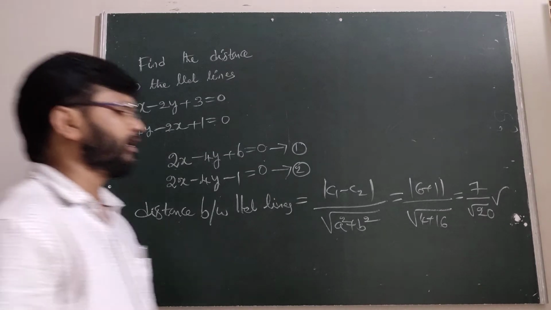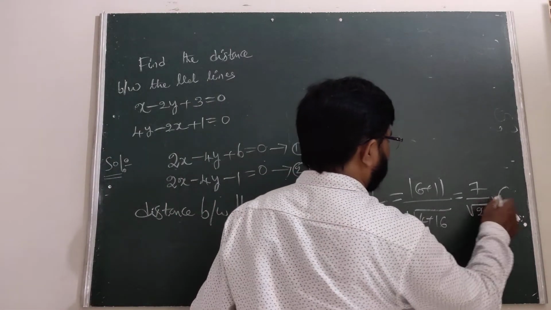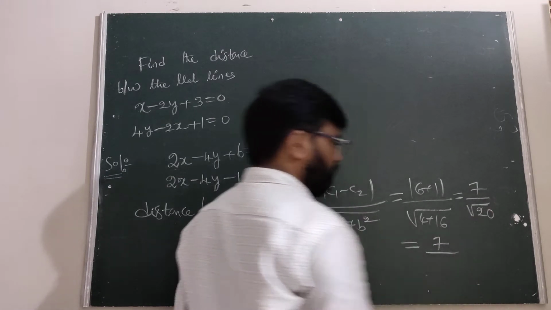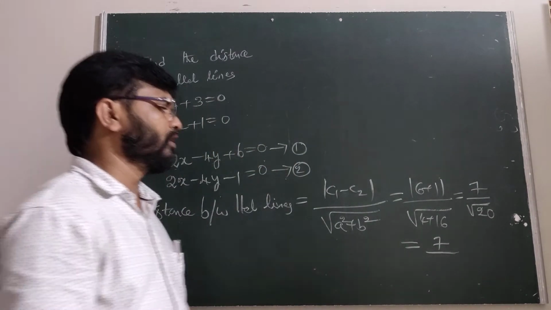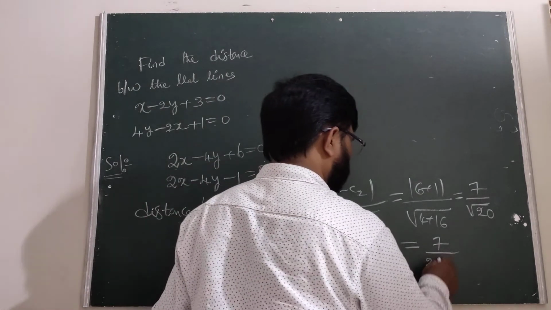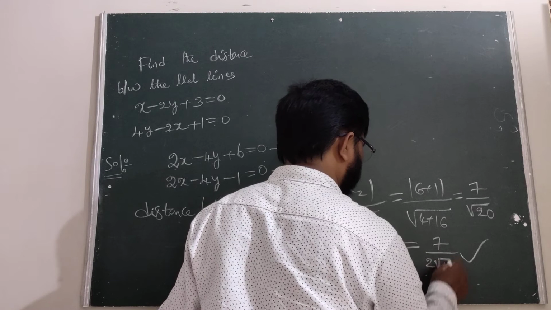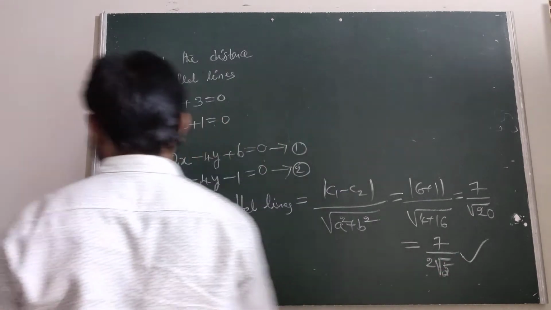Now root 20 can be written as root of 4 into 5. Root 4 is 2, so this is 7 by 2 root 5 units. Therefore the distance is 7 by 2 root 5 units. Is it clear? Right.